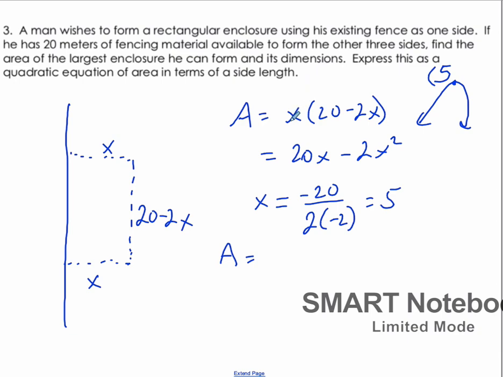I'm going to substitute into this version. 5 times 20 minus 2 times 5, which is 5 times 10, which is 50. That's the maximum area that the farmer can make.